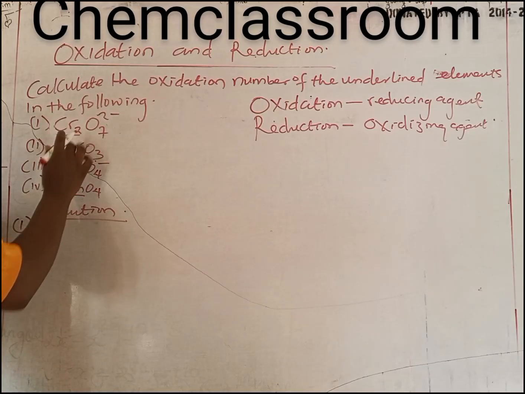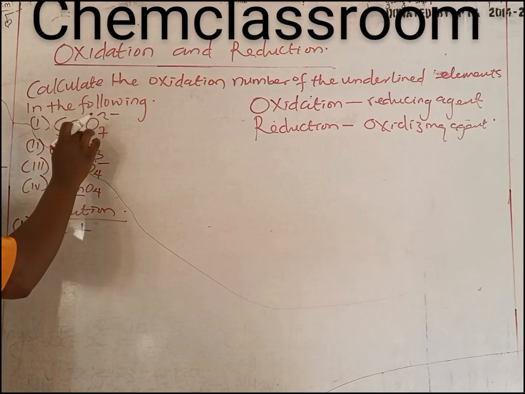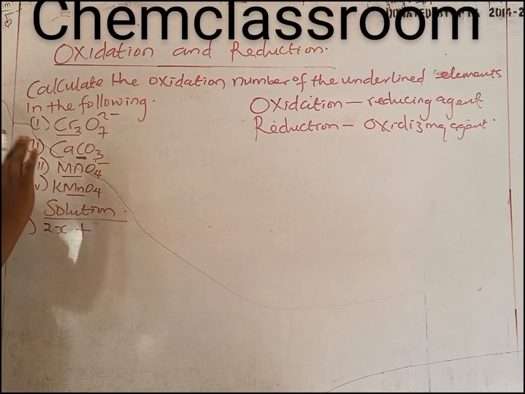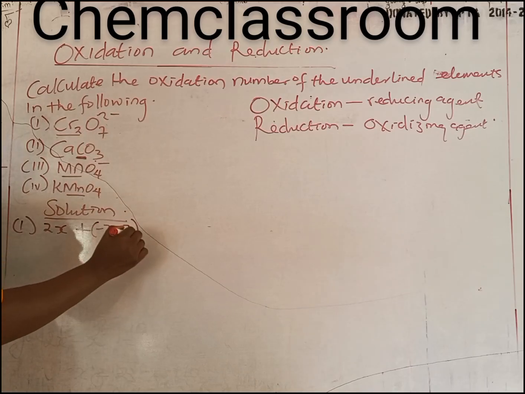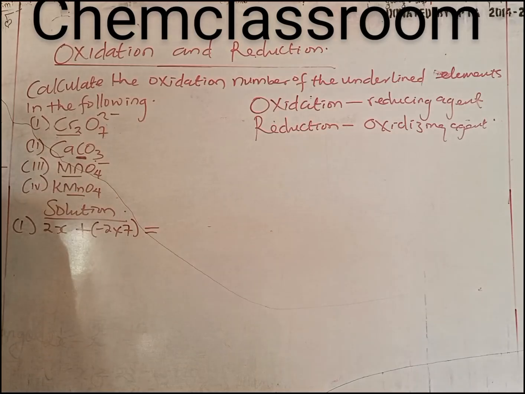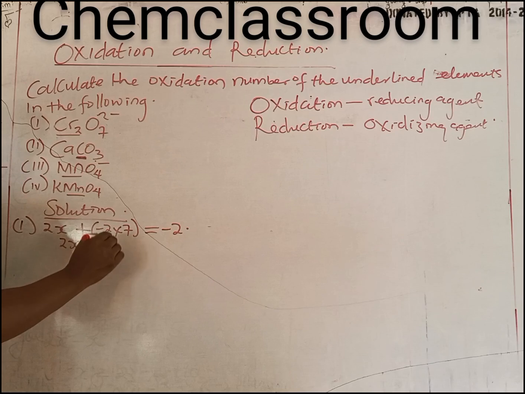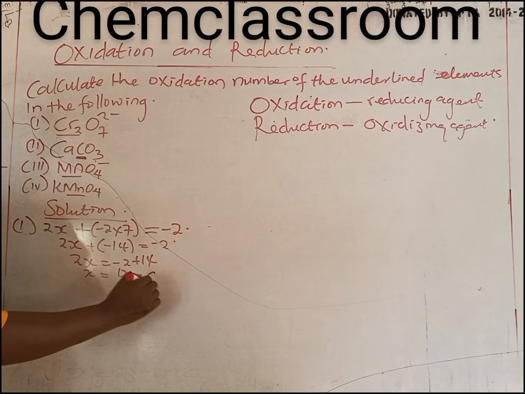Now, I have 2 atoms of chromium, and chromium is what I'm looking for. So my chromium here is x, and I'm going to do 2x because I have 2 atoms. 2x plus the oxidation number of oxygen, which is -2, multiplied by 7 atoms, equals -2. So I have 2x plus -14 equals -2. My 2x equals -2 plus 14. My x is going to be 12 divided by 2, and it gives me 6.